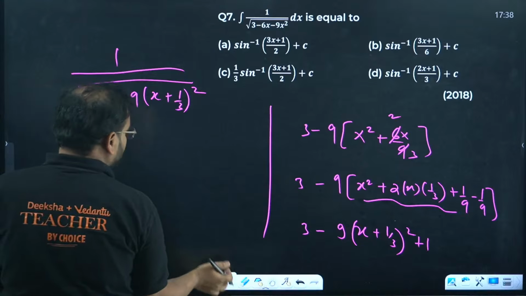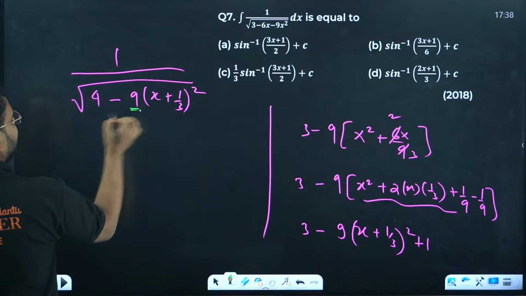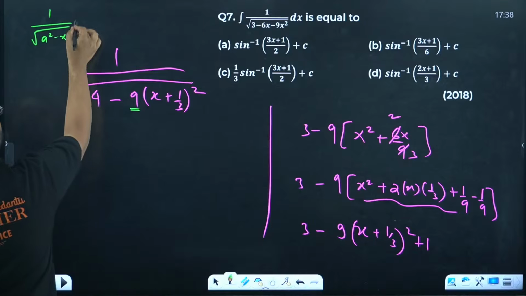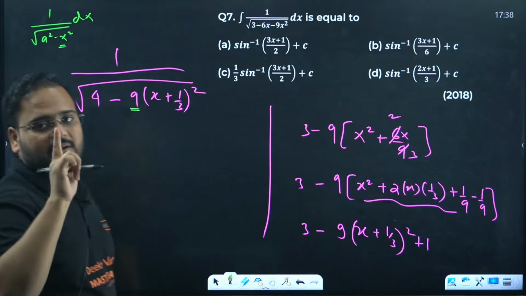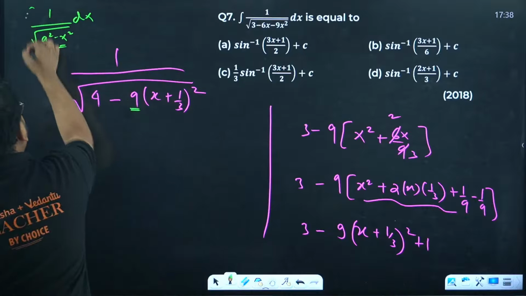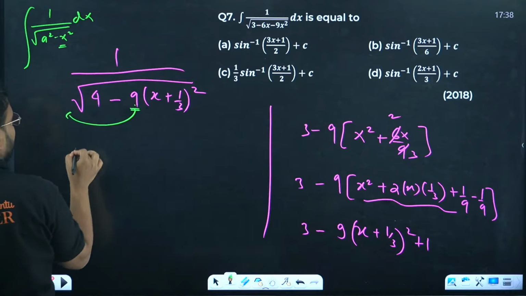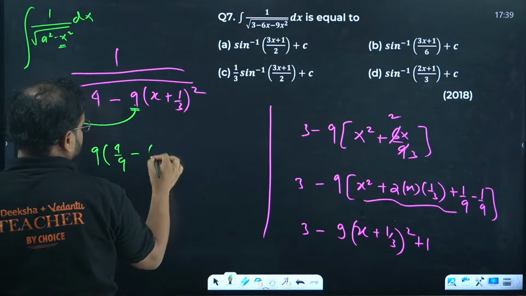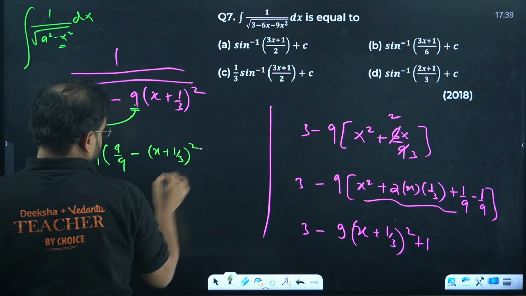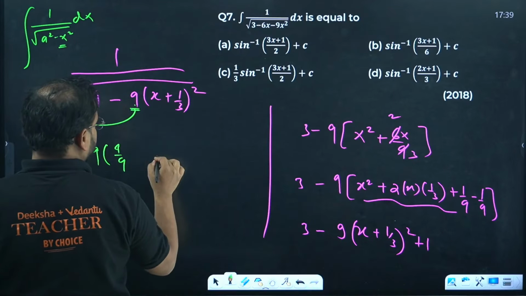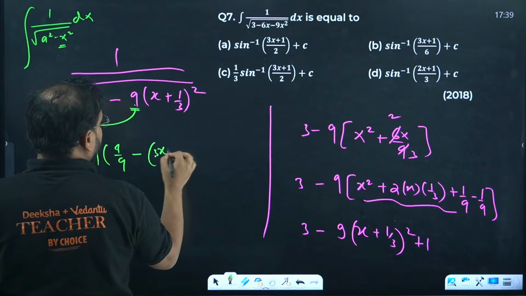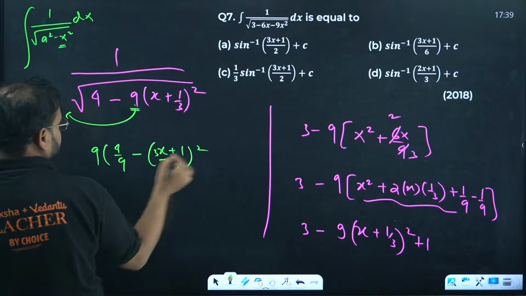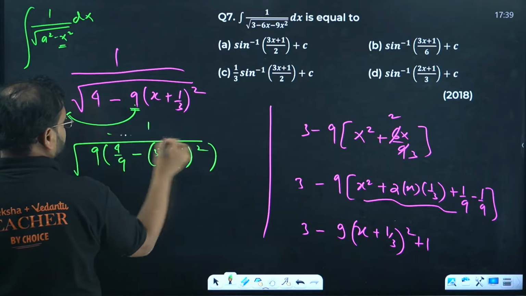So in that case, first of all, if you check, I did not have 9 over there, because in the formula it was 1 upon root of a square minus x square dx, sir. It means the coefficient of x square is what? 1 only. So we'll do one thing, we'll take 9 common and take it outside. When you do that, you'll get what? 9 times of 4 will become 4 by 9 minus, let's simplify this also, minus the quantity 3x plus 1 by 3 the whole square, and this is in the root and this is in the denominator.